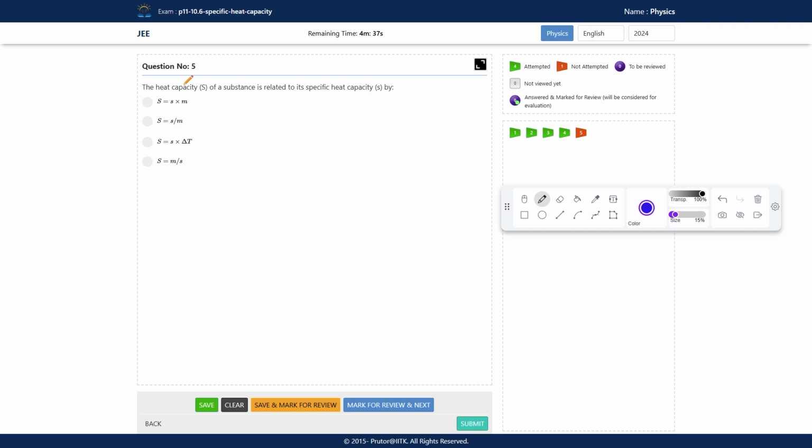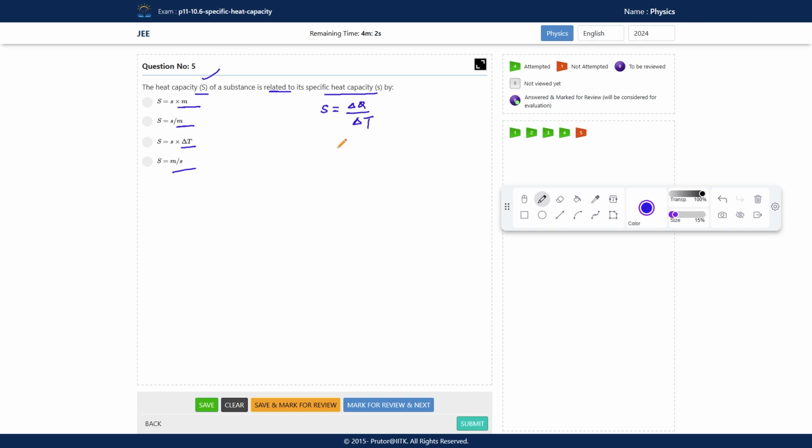Next one: the heat capacity S of a substance is related to its specific heat capacity s by what? Option A, S is equal to s into M. Option B, S is equal to s by M. Option C, S is equal to s into delta T, and option D, S is equal to M by s. Which one is correct? Here we have to find the relation. So heat capacity S is equal to delta Q divided by delta T. Yes or no?